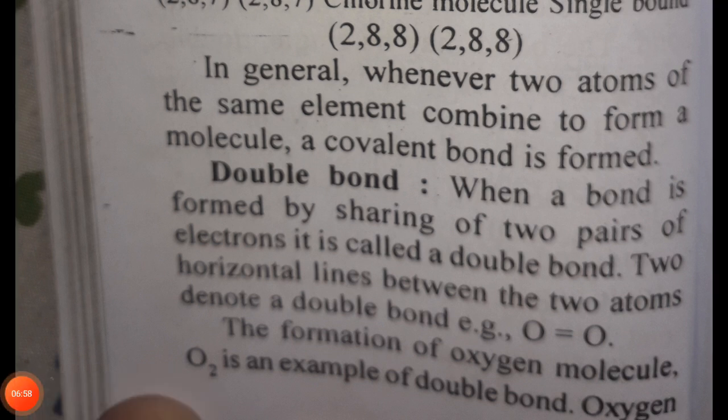Double bond. When a bond is formed by the sharing of two pairs of electrons, it is called a double bond. Two horizontal lines between the two atoms denote a double bond. Example: O double bond O. The formation of an oxygen molecule. Oxygen is an example of a double bond.